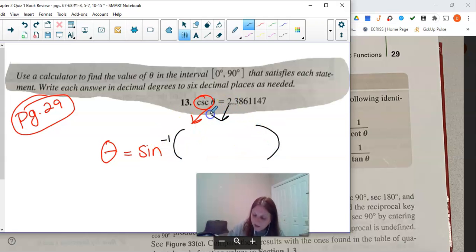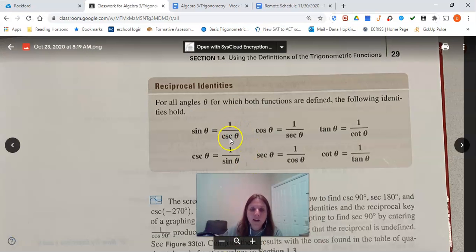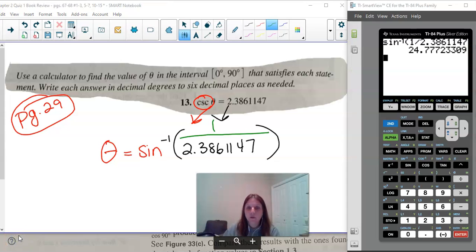You're still going to bring this number down. The difference is when you're putting the 1 divided by for this one, the 1 divided by is going to have to go inside the parenthesis, not in front of the equation. So this time the 1 divided by goes in the parenthesis. So go ahead and type that into your calculator and round your answer to 6 decimal places.